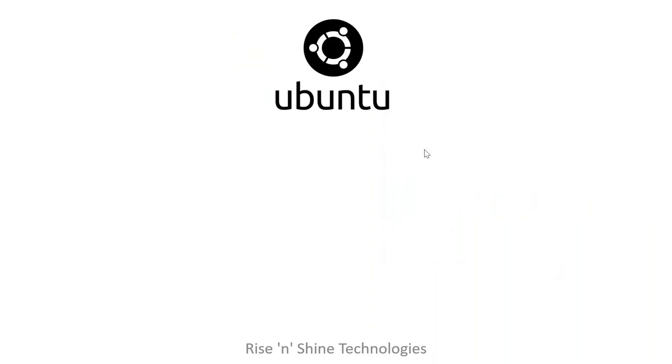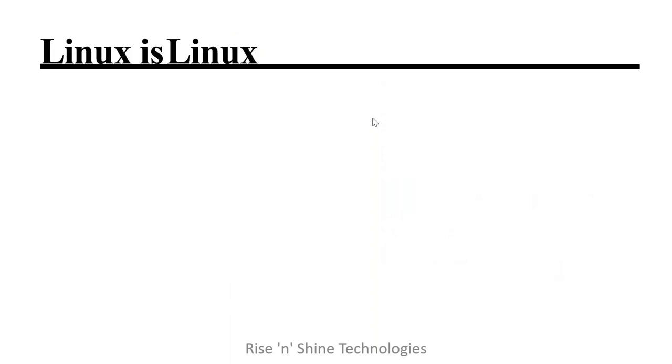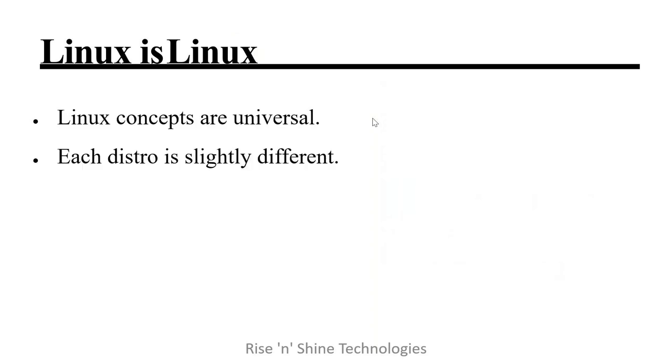And among Debian-based operating systems, Ubuntu is one of the popular ones. For startups, open source kind of or SaaS-based applications or social networking applications, we see Ubuntu or Debian-based distributions. Finally, whatever the distribution, it doesn't matter for us. Whenever you are learning Linux, Linux is Linux. That means Linux is a universal component. So Linux concepts are universal, and each distribution is slightly different.